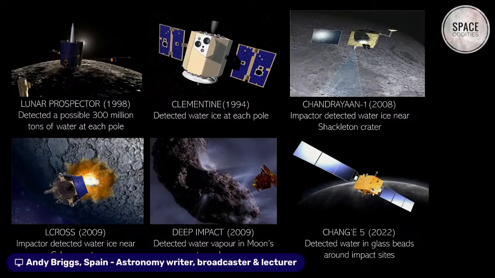And Chang'e 5, you may remember, I think I reported on this a couple of weeks ago, found that around impact sites on the moon, around craters in other words, there were all these glass beads lying about on the surface that were full of water. So there may be a huge amount of water locked up in those glass beads around craters just on the surface of the moon. So these were all momentous discoveries.